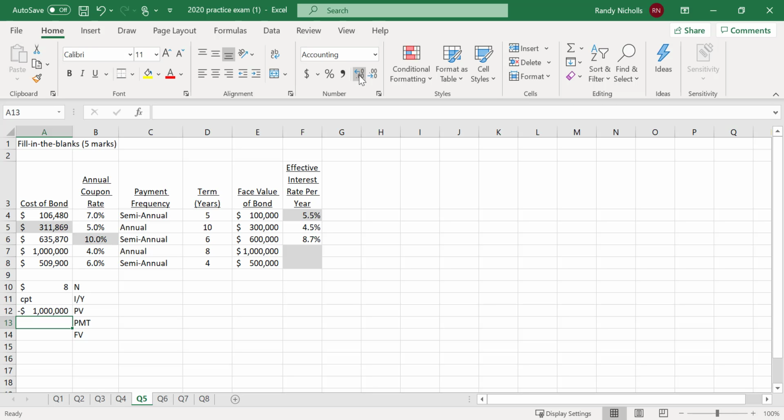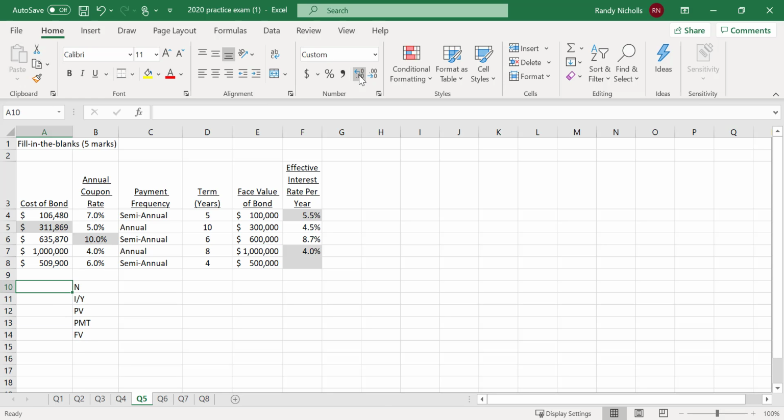My payment is $1 million times 4%, so I think that's 40,000. And my future value is $1 million. Okay, so I'm not even going to use a calculator here because this bond is selling at par, or at face value, right? Cost is $1 million for a $1 million bond. That means that my coupon rate and my effective interest rate have to be the same. No discount, no premium. It's selling at market. So, I mean, I could dump the numbers in my calculator and get that.